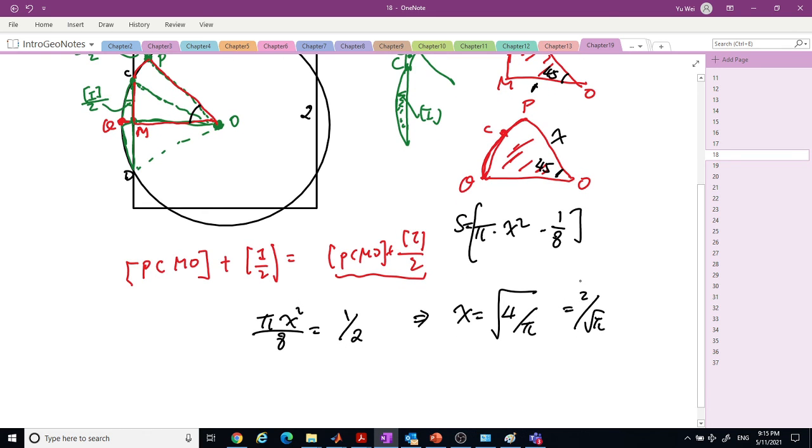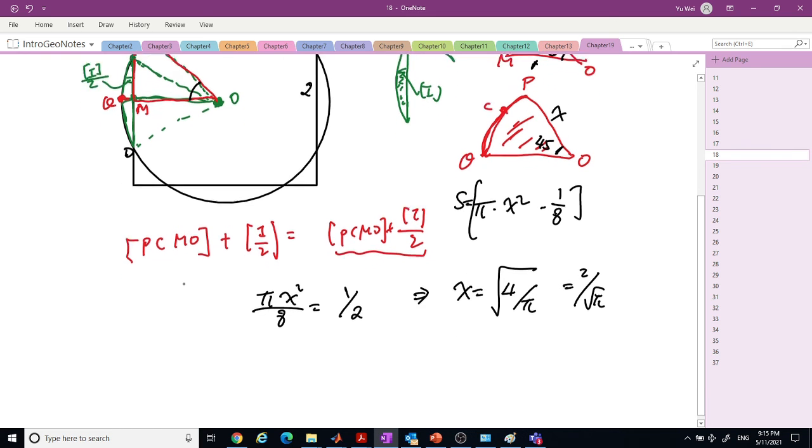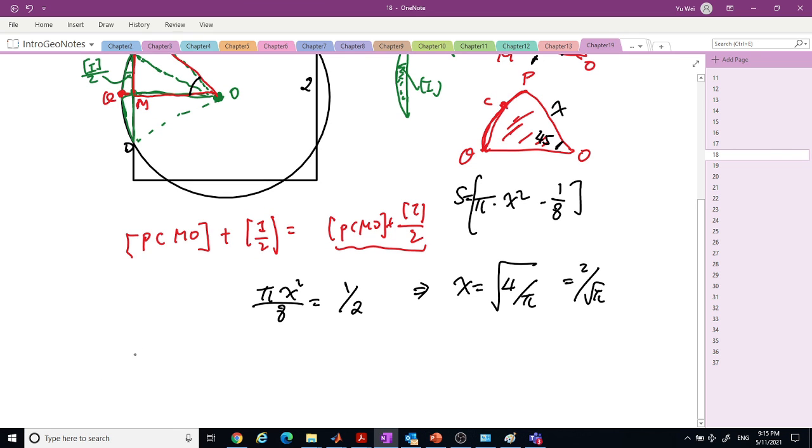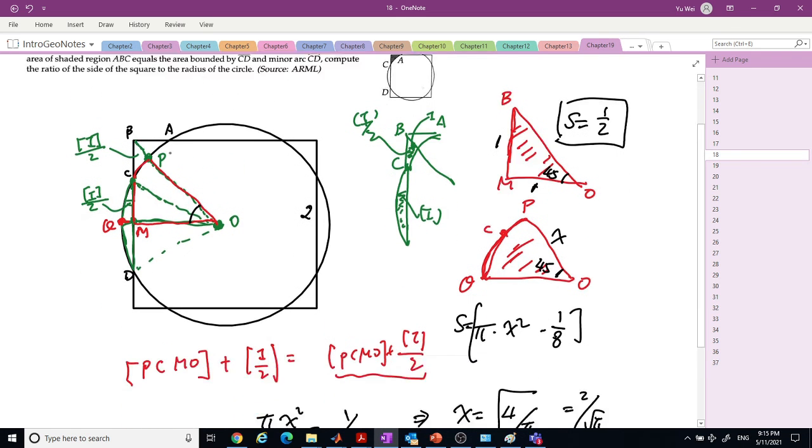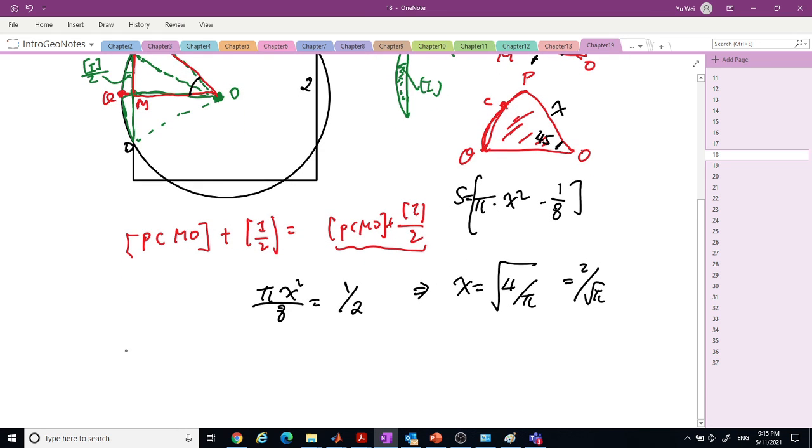Now you already know x, right? So let's calculate the ratio. The side of the square is 2, so the ratio is 2 over 2 over square root of pi. So the ratio is root pi.